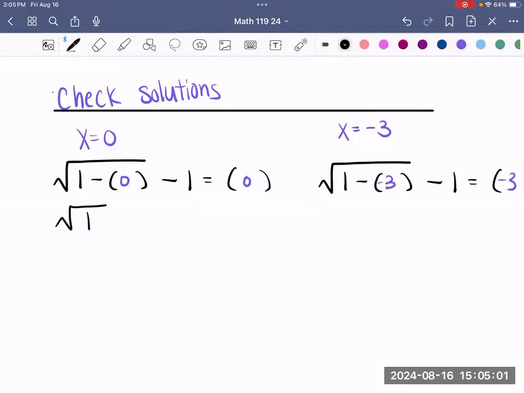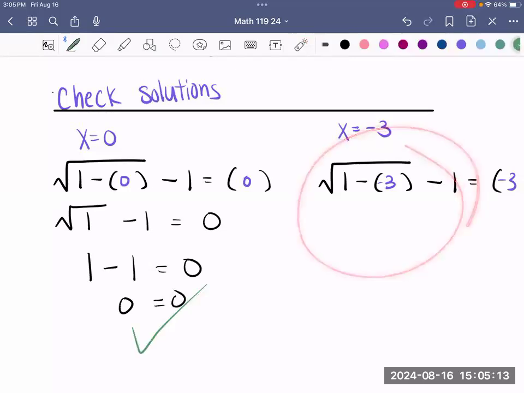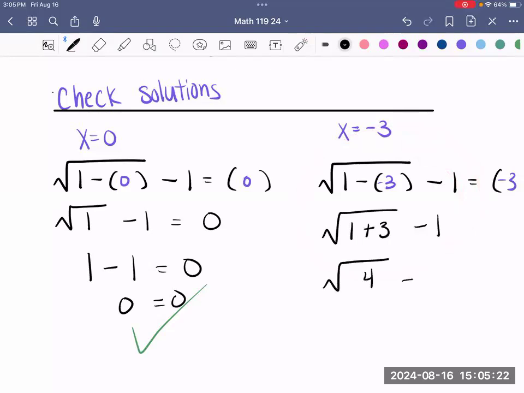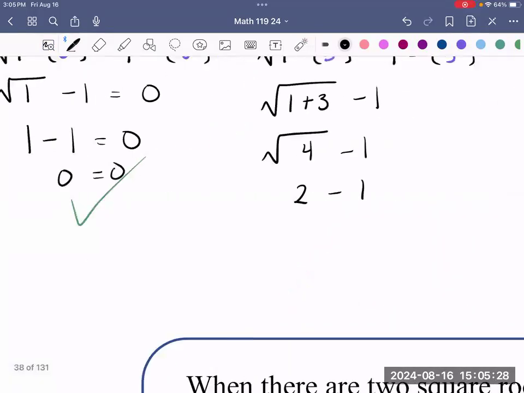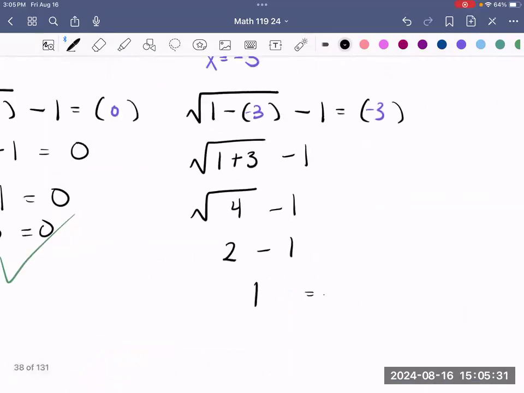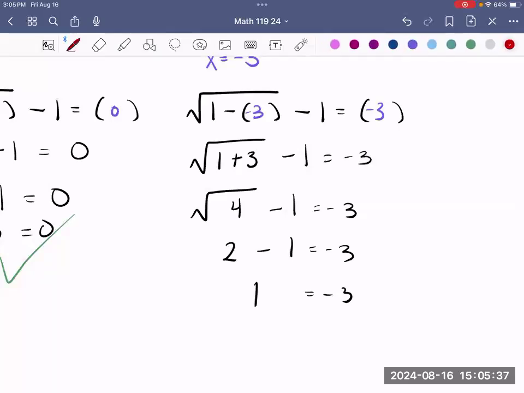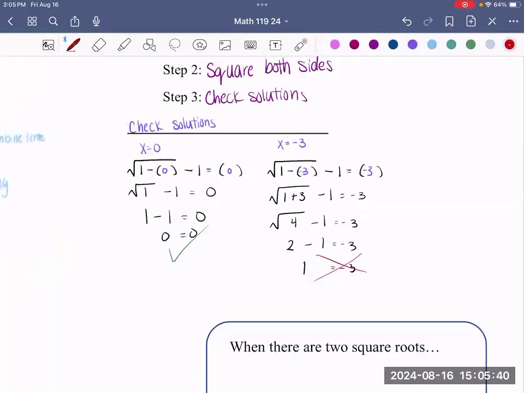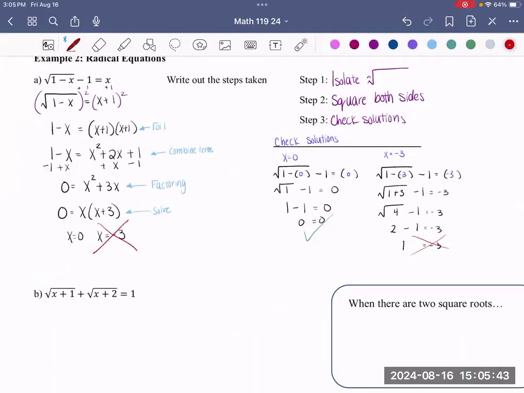So we get the square root of 1 minus 1 is equal to 0. So square root of 1 is 1, minus 1 is equal to 0. So 0 is equal to 0. So this one we know to be true, which means the other one most likely is false. So let's take a look. The square root of 1 plus 3 minus 1. So the square root of 4 minus 1, 2 minus 1 is equal to 1, which is equal to -3. Now, is that true? 1 is equal to -3? No. So right away, this is your extraneous solution. So not okay.